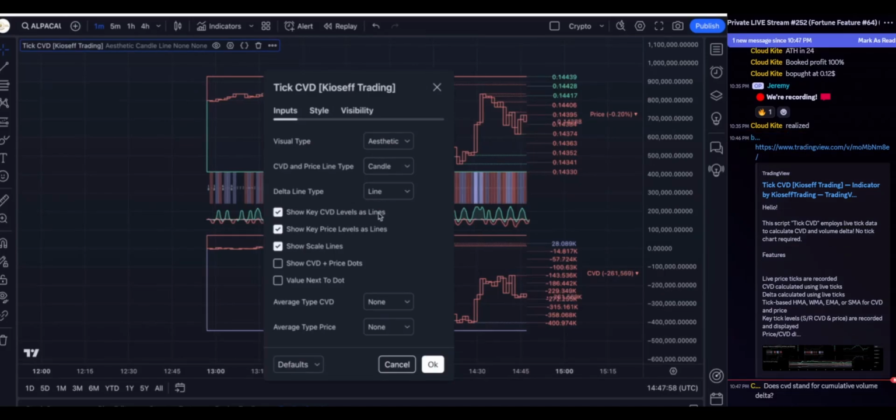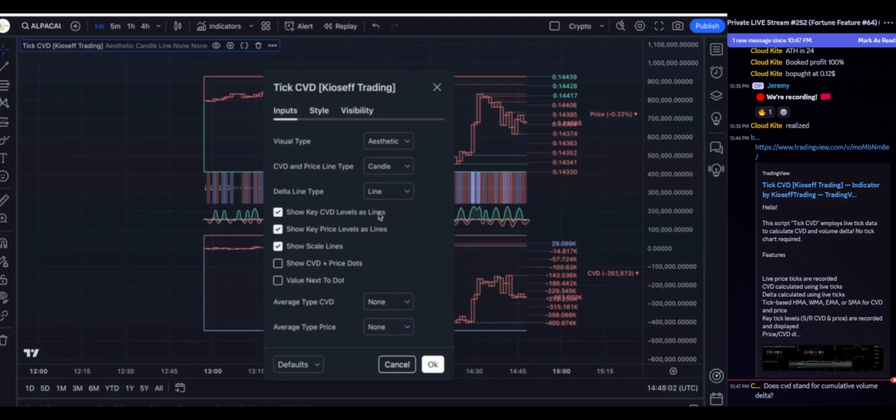Yes, Carmine. CVD stands for cumulative volume delta, and this is a TradingView version that I think is quite good. Now, what makes this indicator different than other CVD data indicators on TradingView? Guys, this is different.